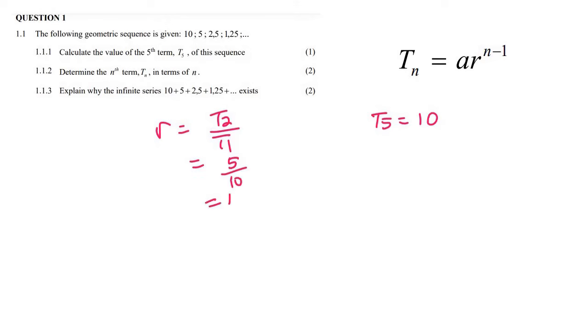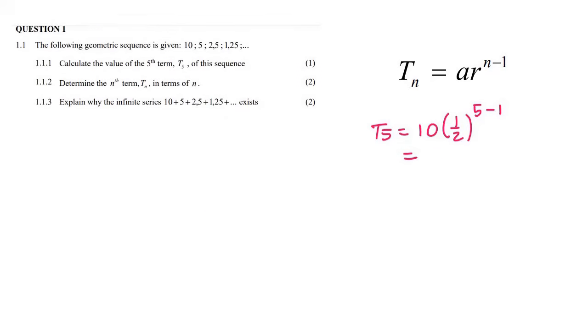In question 1, we are given a geometric sequence, and the first question says calculate the value of the fifth term. So we just need the basic geometric formula. To find term 5, we can say term 5 is equal to a, which is the first term, which is 10. To work out the ratio, you can just take term 2 divided by term 1, which is 5 over 10, which is a half. So that'll be a half to the power of n, which is 5 minus 1, on the calculator, which will give us 0,625. So that's going to be the fifth term in the sequence.